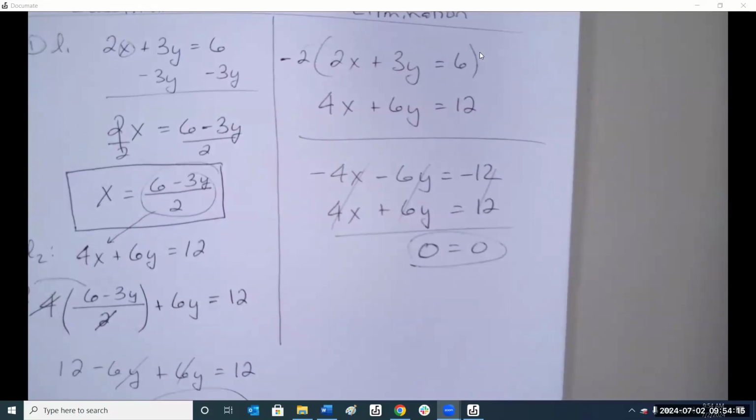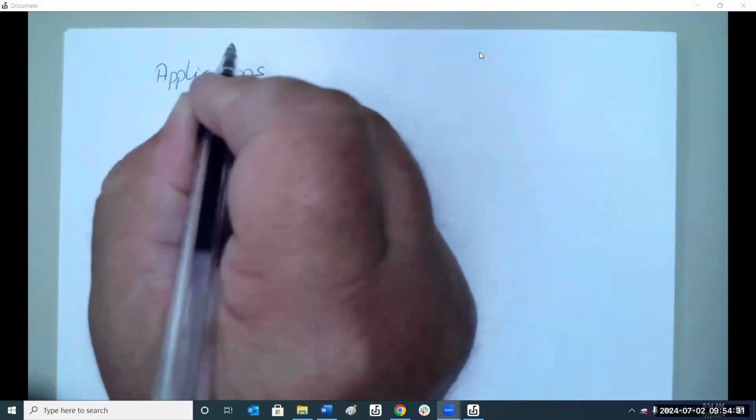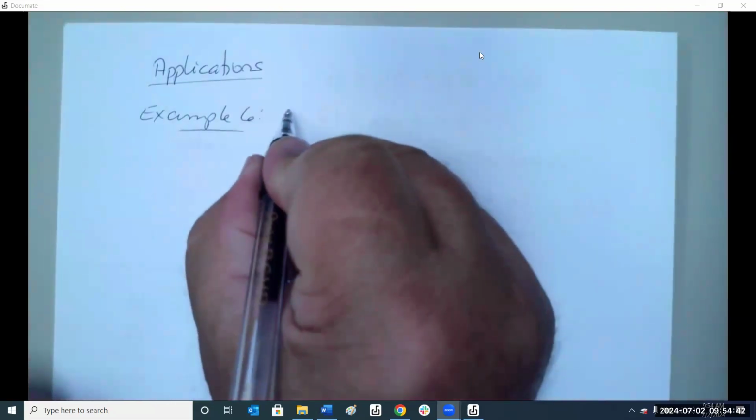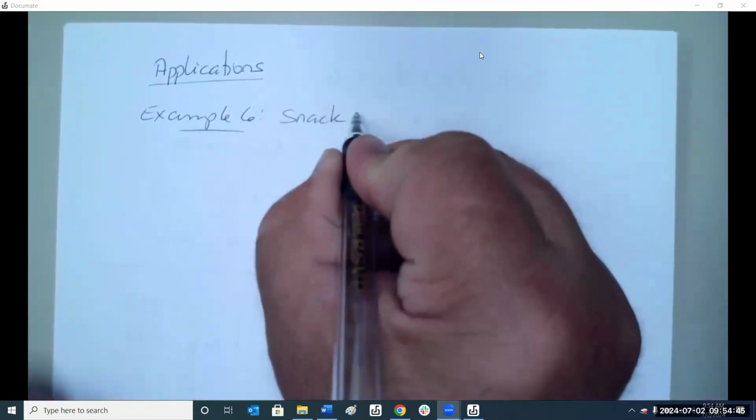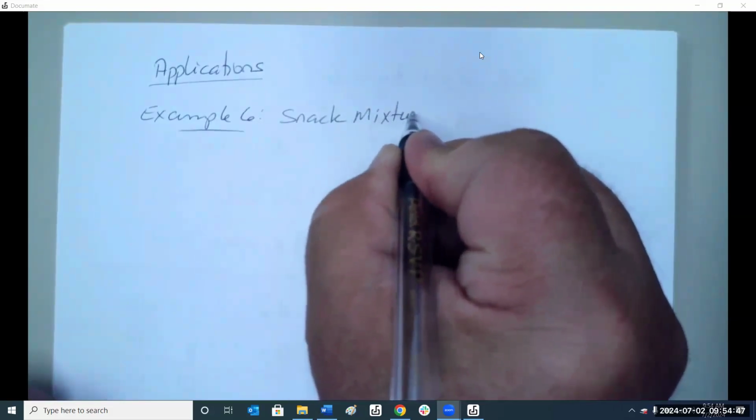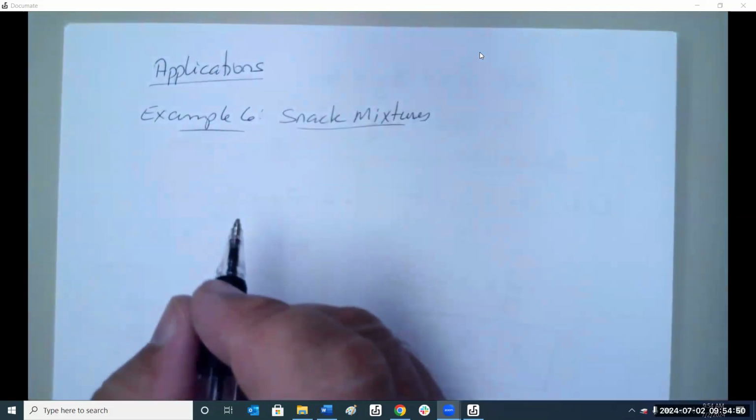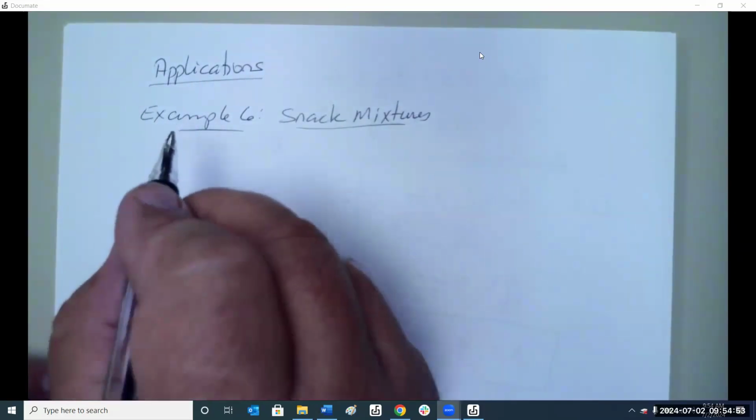Any questions so far? All right, let's look at a couple of example application problems. Example 6. Snack mixes.